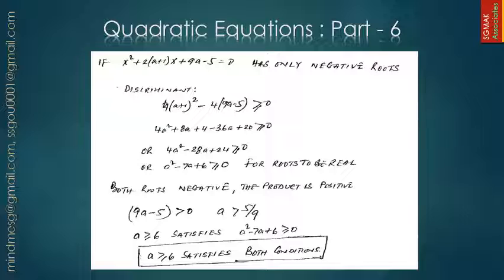And if you look at this expression, a squared minus 7a plus 6 equals 0, it has roots 6 and 1. So for a equal to 6, both conditions are satisfied: both roots are real, the product is positive, and both roots are negative. So the roots will be minus 6 and minus 1 for this equation, and that happens for a equal to 6 or more. So both conditions are satisfied.